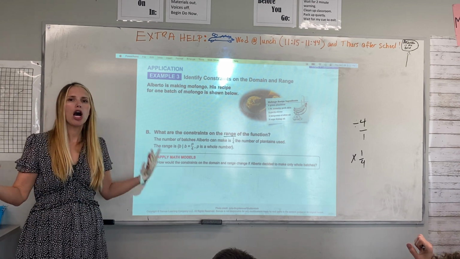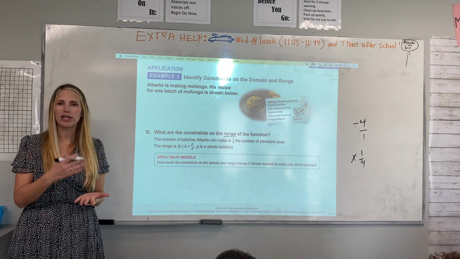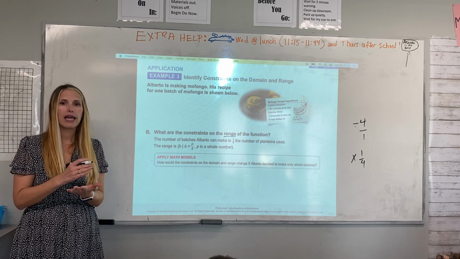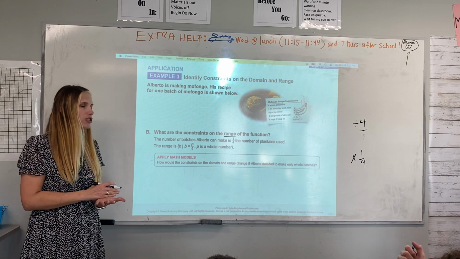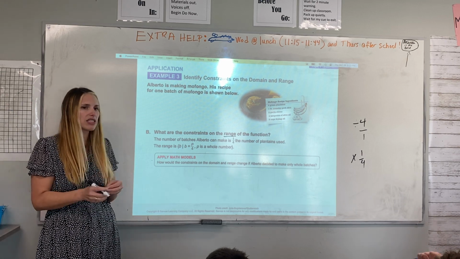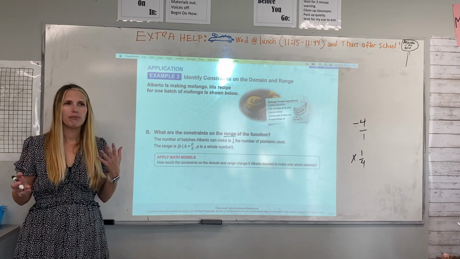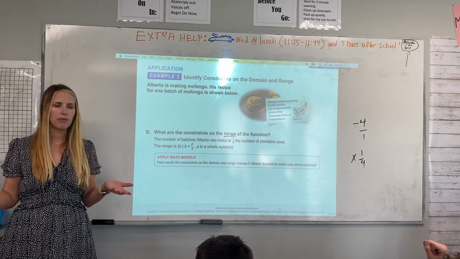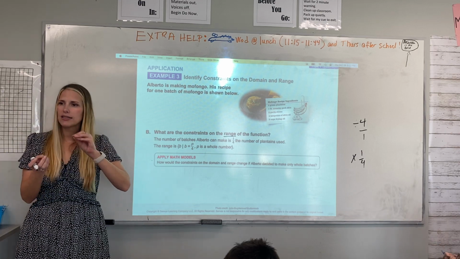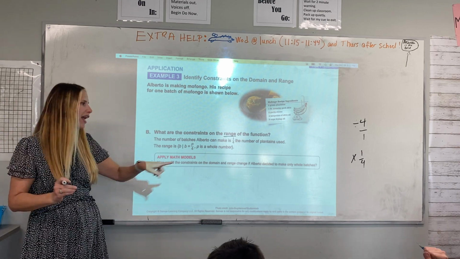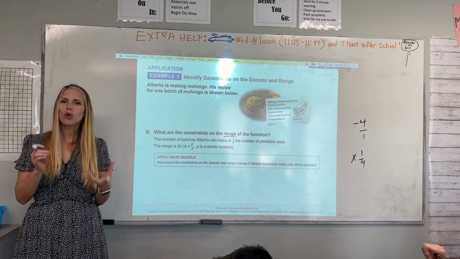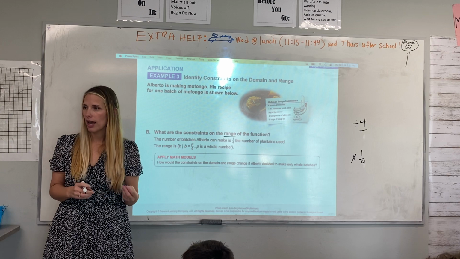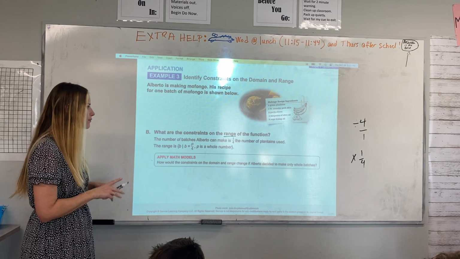So if I have 100 plantains, what could my range be? 25. Yes, 25 or more. If I had 100 plantains, I could make 25 batches, right? So 25 is included. If I have 400 plantains, how many? 100. 100 batches, okay. Or more. So all of these numbers depend on how many plantains I used. So we're actually using the function to describe our range, okay?